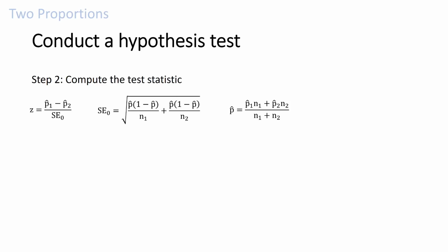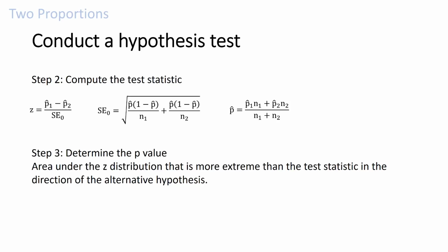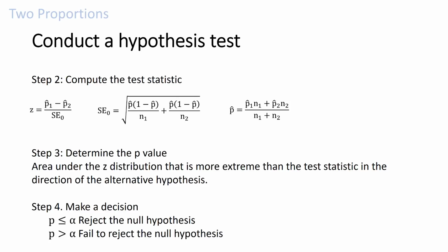You'll see that the hand calculations require a lot of steps and take a lot more time than using Minitab Express. Step 3, determine the p-value. This is the area under the z-distribution that is more extreme than the test statistic in the direction of the alternative hypothesis. We'll need to use Minitab Express to look up this area. Step 4, make a decision. If the p-value is less than or equal to the alpha level, which in most cases is 0.05, we reject the null hypothesis. If the p-value is greater than the alpha level, we fail to reject the null hypothesis.